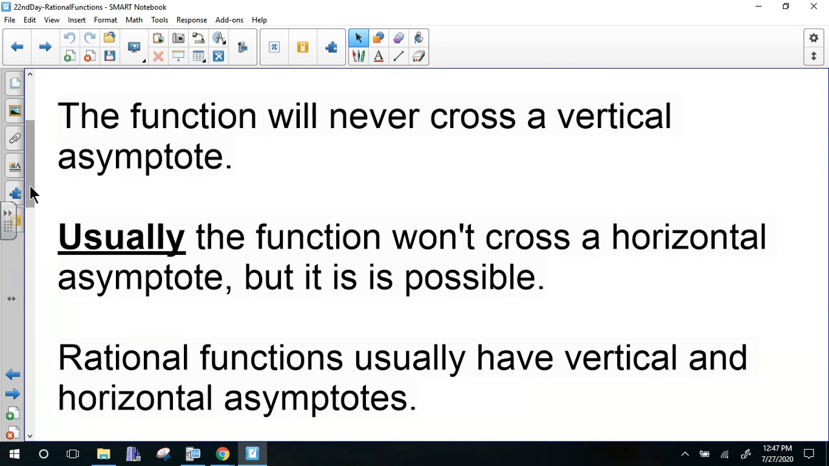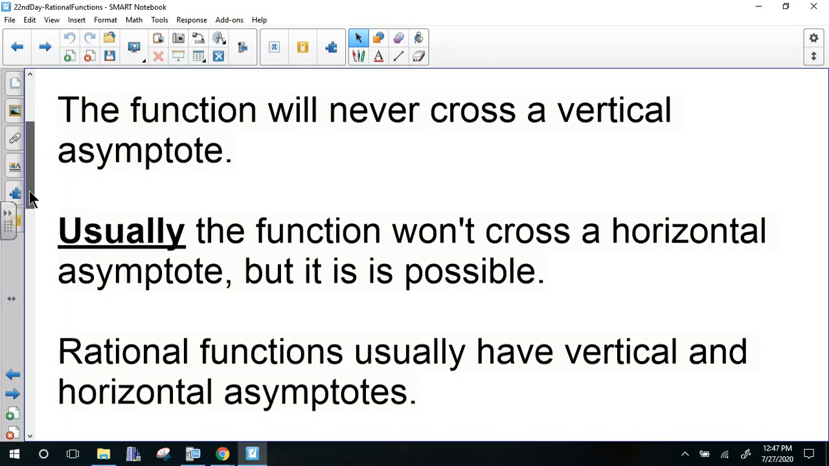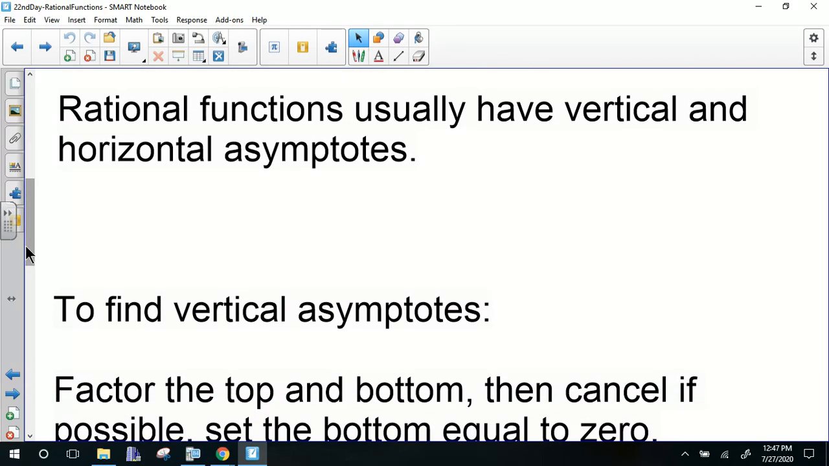So rational functions usually have both, usually not all the time, but they can have both, and sometimes they have what's called a slant asymptote, which we'll also talk about in this section. Okay.